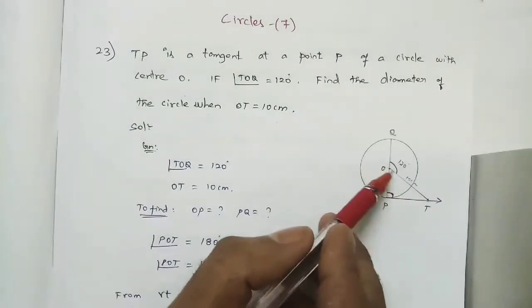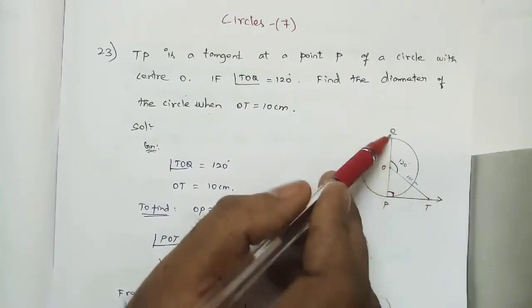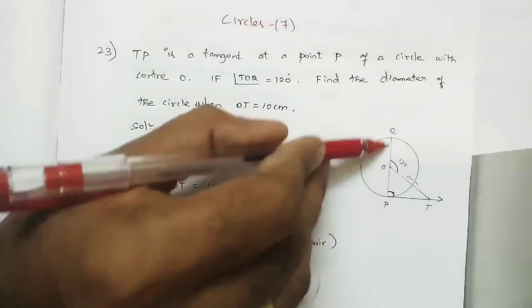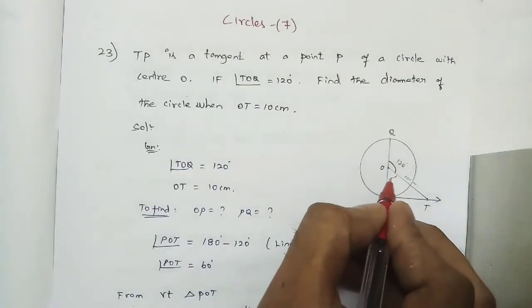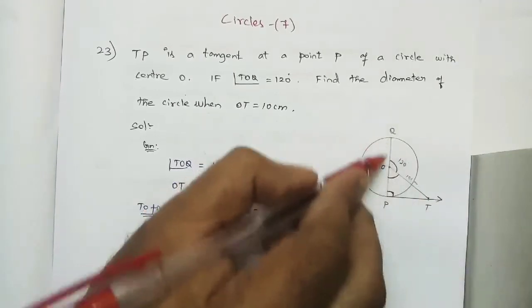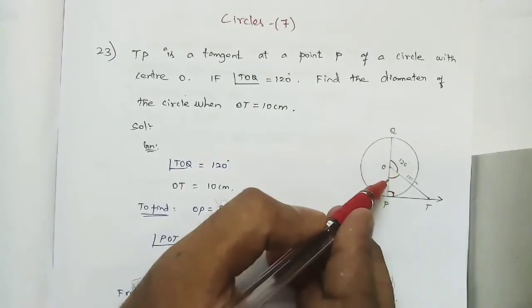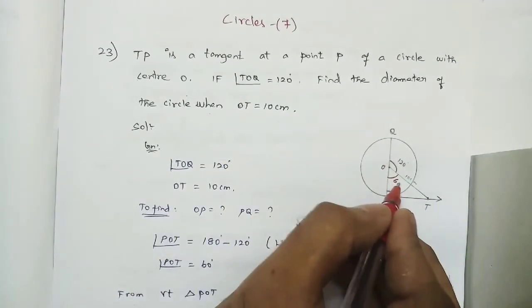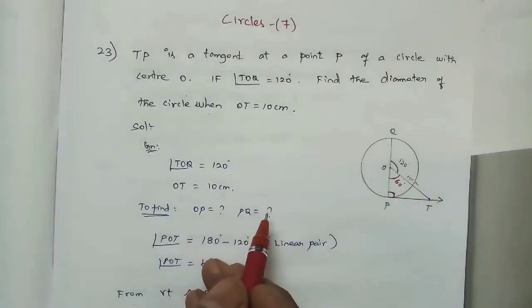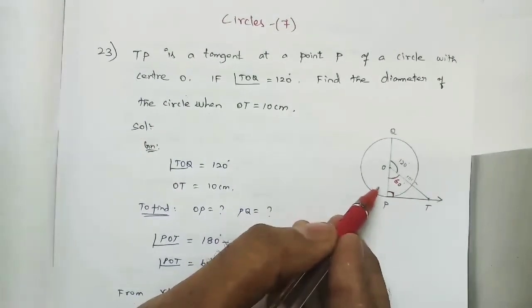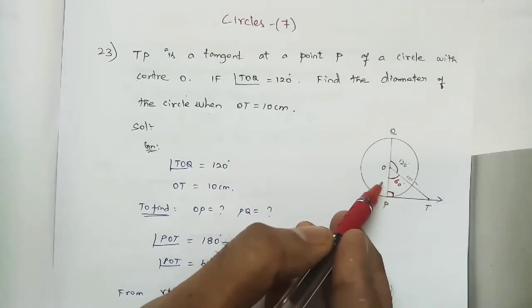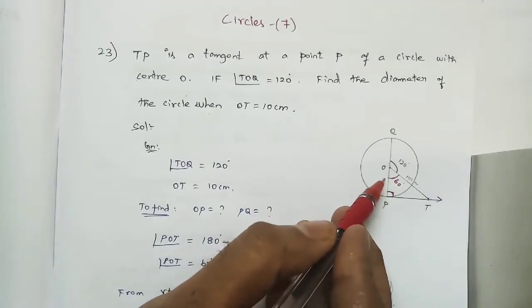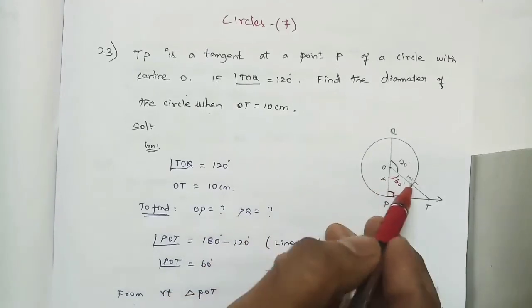So here the angle TOQ is 120 degrees, and PQ is a straight line, so by the linear pair axiom I am going to find this angle. 180 minus 120 degrees is equal to 60 degrees. Here OP is nothing but the radius. For the angle 60 degrees, OP is the adjacent side. So I want to find the adjacent, and I know the hypotenuse.